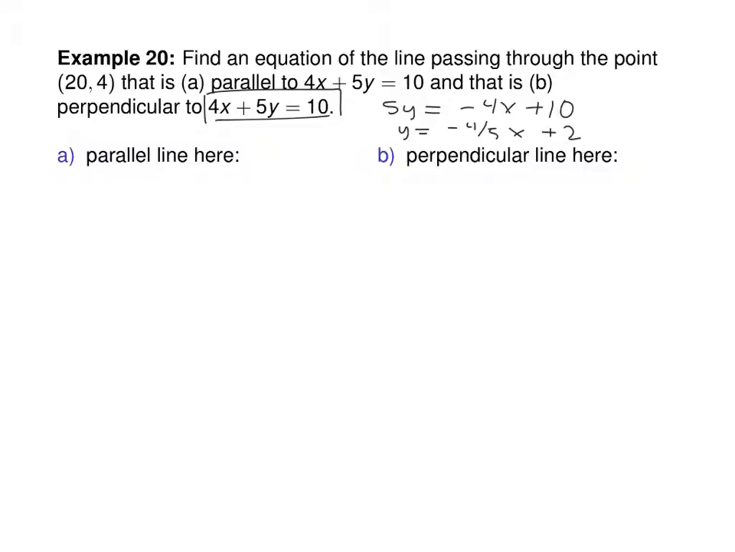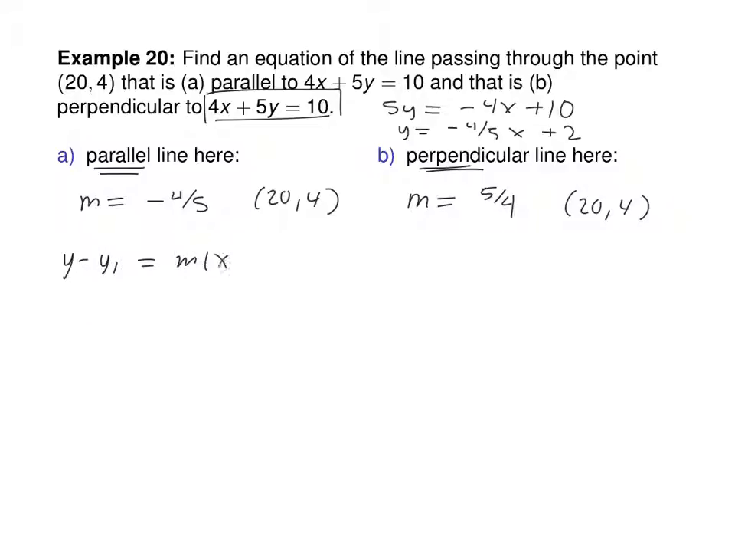Okay. If your line is parallel to that line, what is the slope of your line? Same thing, negative 4/5. If your line is perpendicular to that line, what is the slope of your line? 5/4. And then you use that and the point (2, 4), because that's the point you were given, to get the equation of your line. y minus y1 equals m times x minus x1. So the first one is y minus 4 equals negative 4/5 times x minus 2.